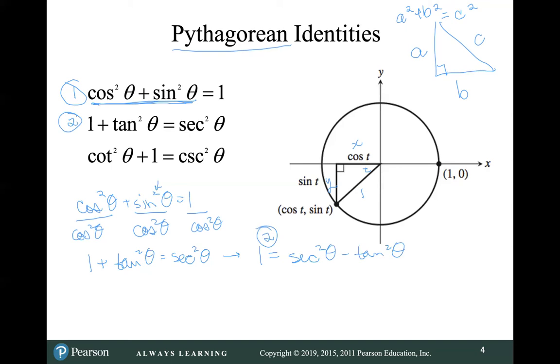If we do that same process, but instead of dividing by cosine squared, we divide by sine squared, we start with cosine squared theta plus sine squared theta equals 1. Divide everything by sine squared theta.